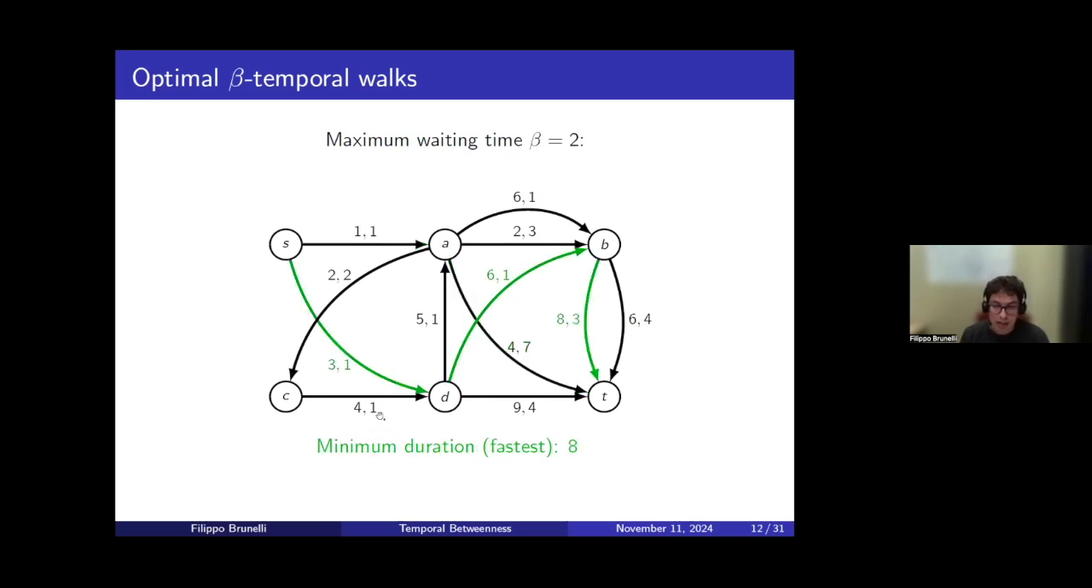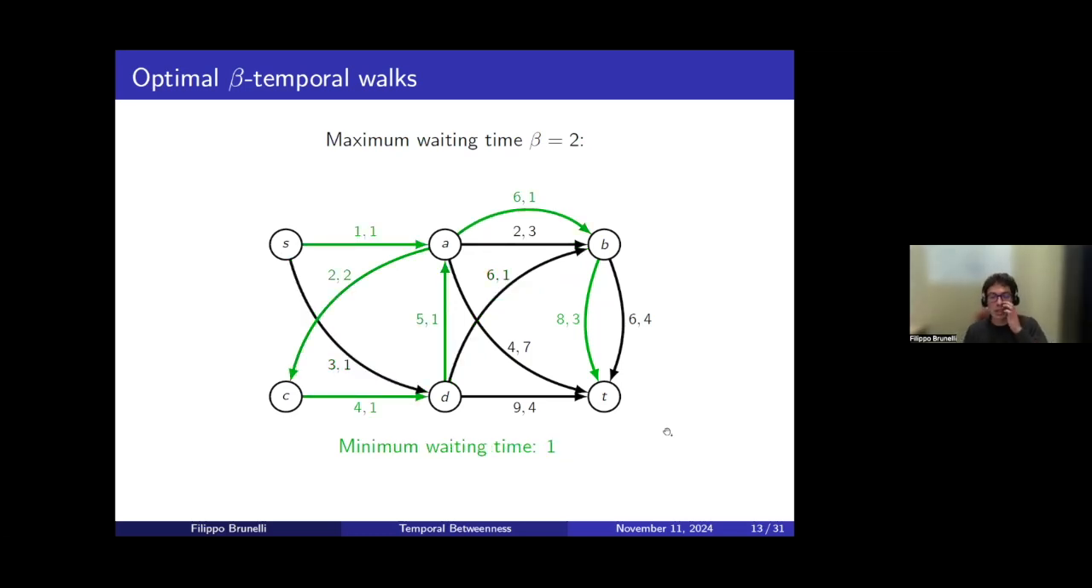Or another classical criteria is to minimize the duration of the temporal walk, where the duration is defined as the arrival time minus the starting time of the walk. So for example, this walk here is departing from S at time 3, and it's arriving to the target at time 11. So the duration is 8.